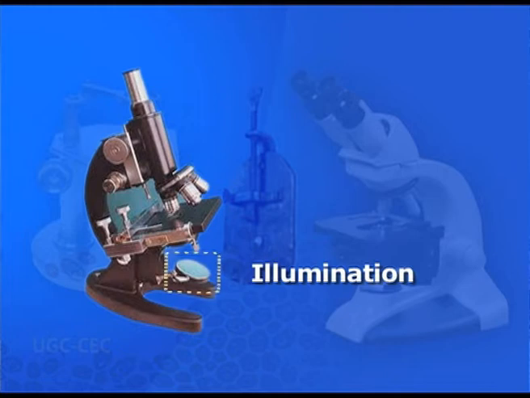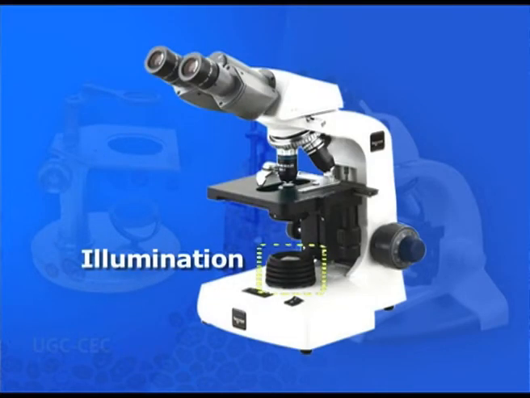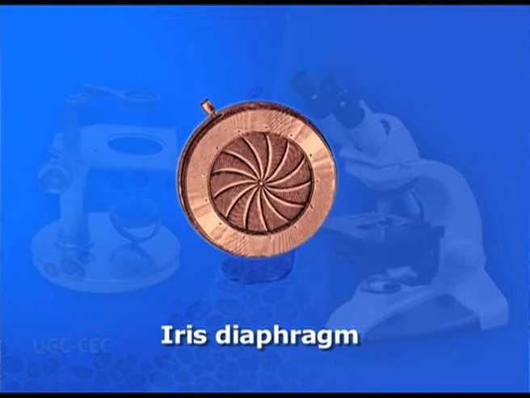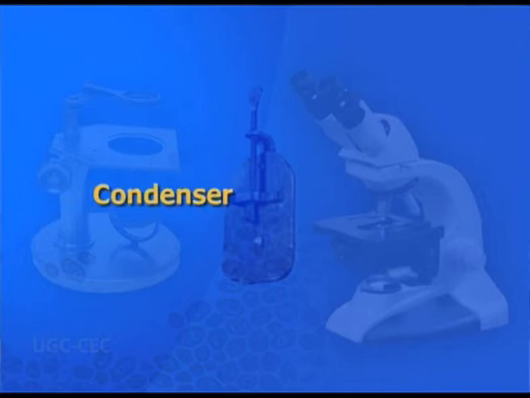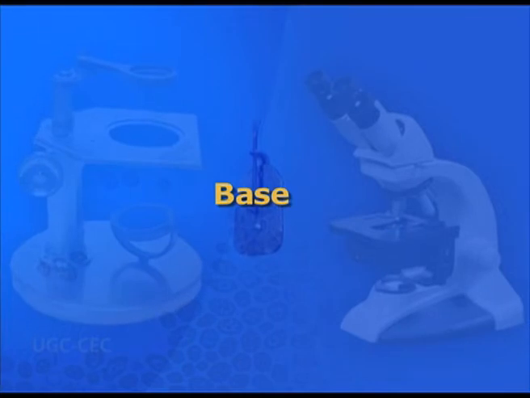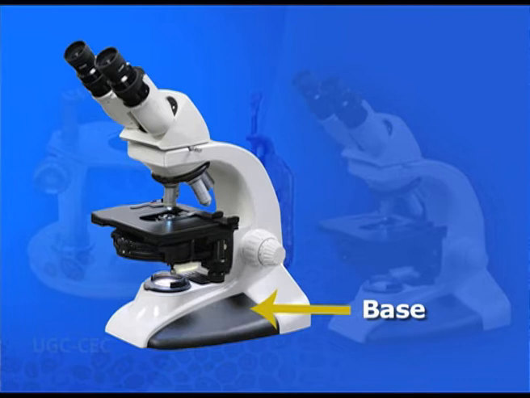Older microscopes used mirrors to reflect light from an external source up through the bottom of the stage. However, most microscopes now use a low voltage bulb as an illuminator. Iris diaphragm. It adjusts the amount of light that reaches the specimen. Condenser. It gathers and focuses light from the illuminator onto the specimen which is viewed. Base. The base supports the microscope and it's where the illuminator is located.